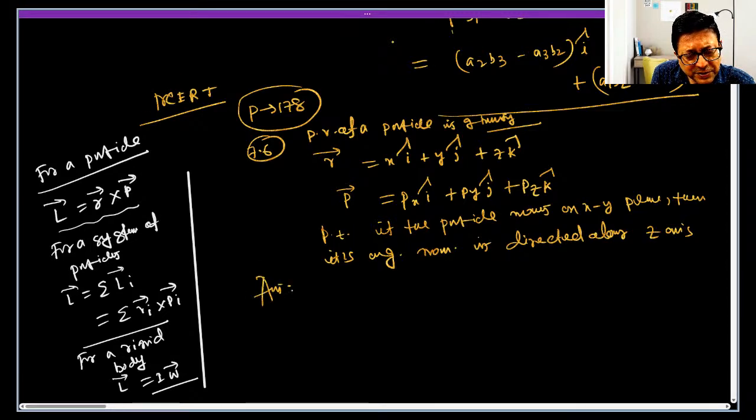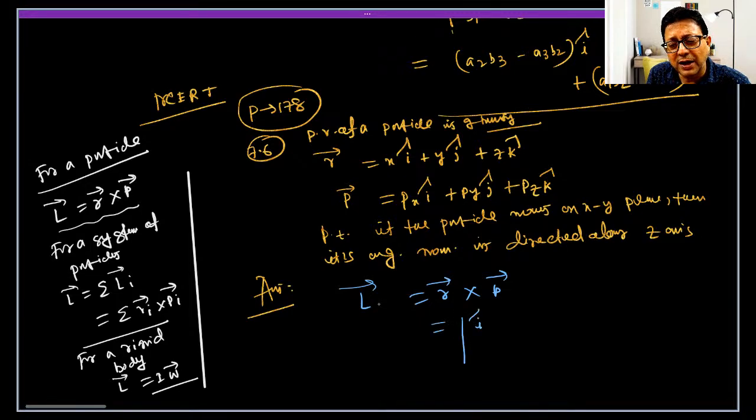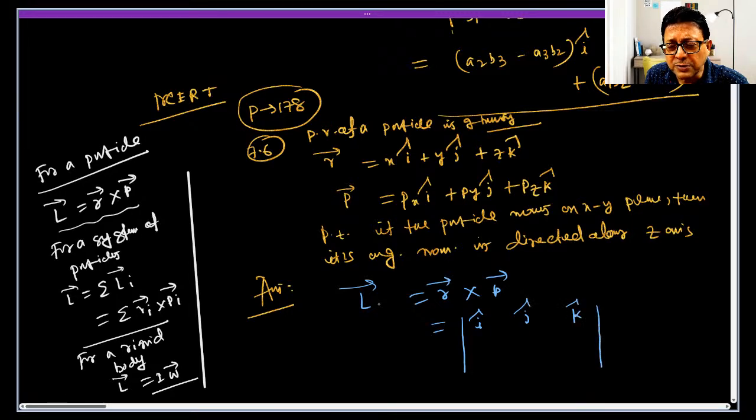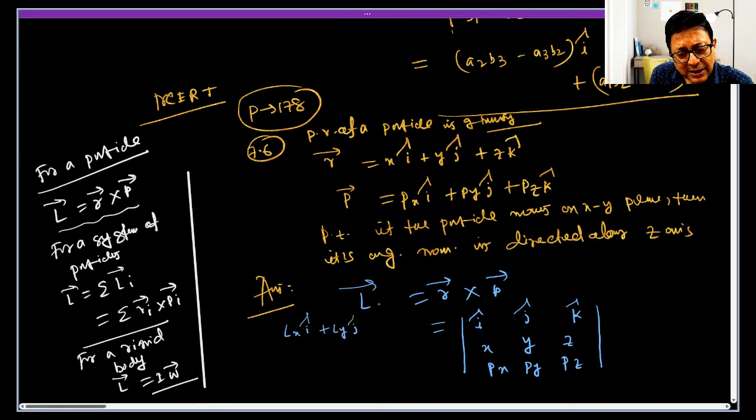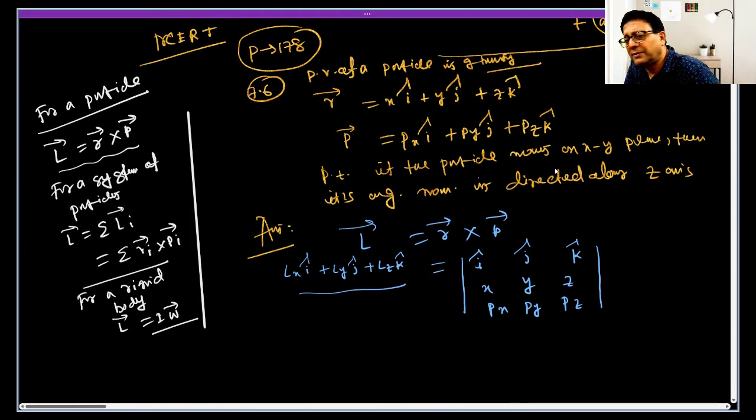How to prove this? We start in this manner. We have L equal to r cross p. So you just write with the help of determinant i, j, k. If you don't know determinant, no problem. You know cross product, you remember that and use it. x, y, z, and this L we write in the form Lxi, Lyj, Lzk. We are writing this way. Okay.